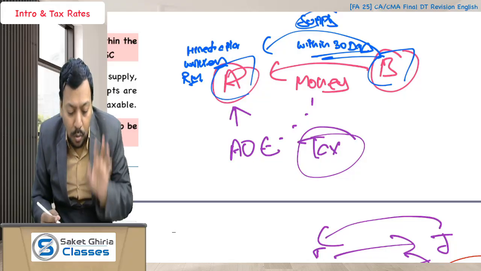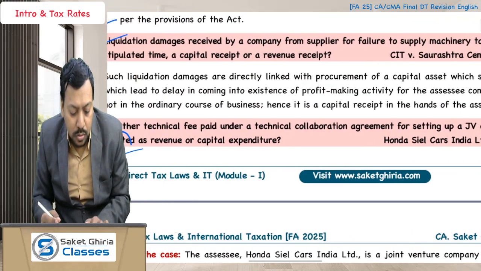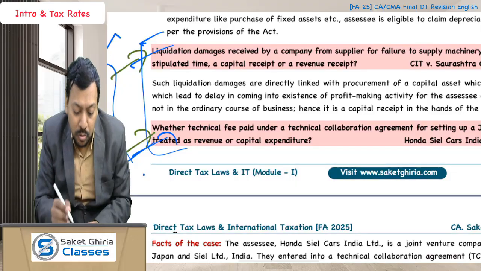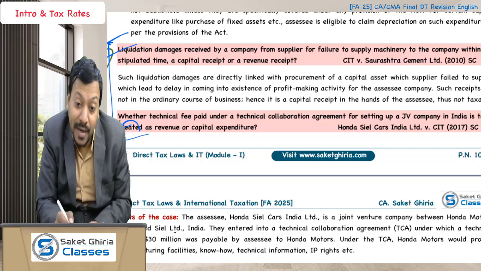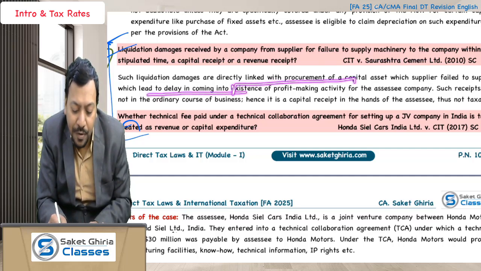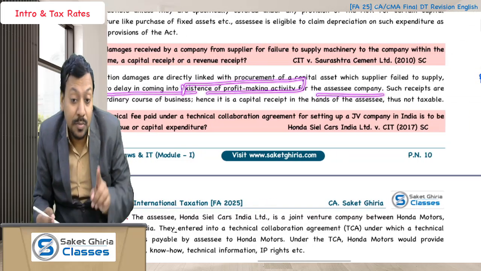Are you guys getting? Okay. So now what Supreme Court said? Why Mr. B has paid money to Mr. A? Because Mr. A had suffered some losses which led to delay in coming into existence of profit making activity for the associate company, means Mr. A.